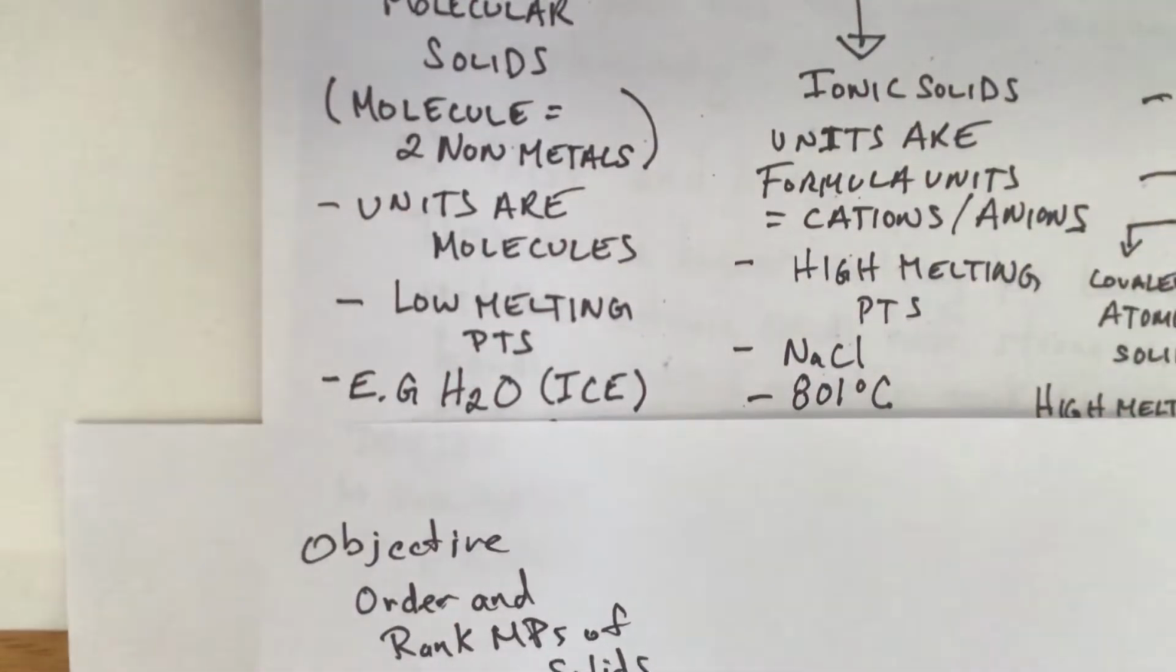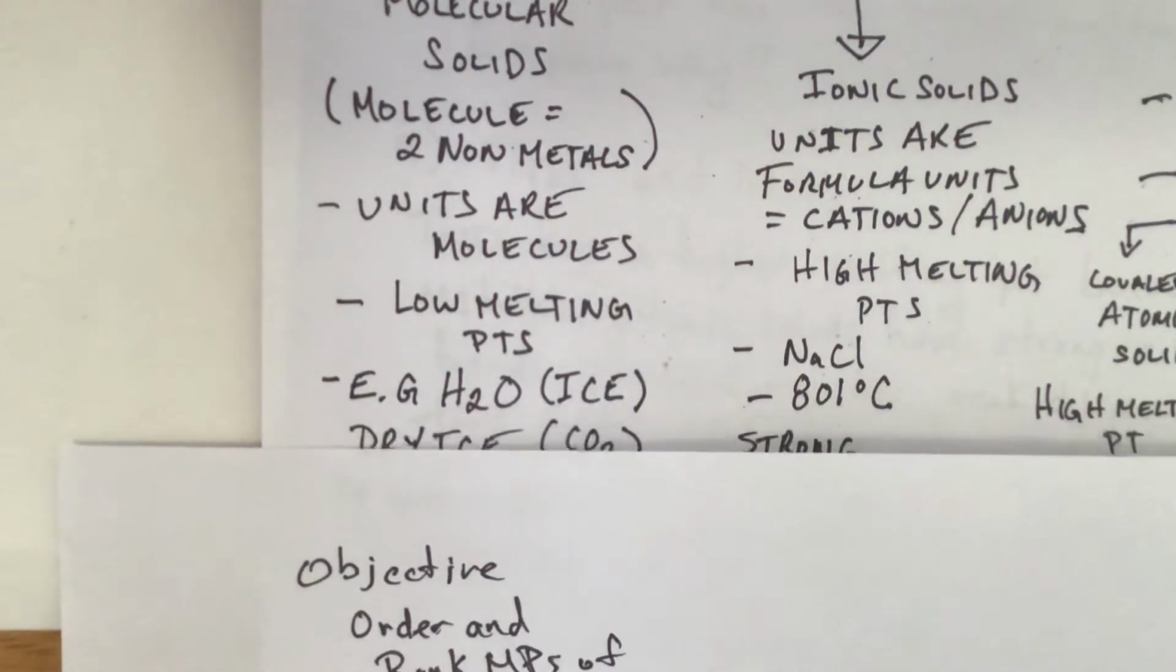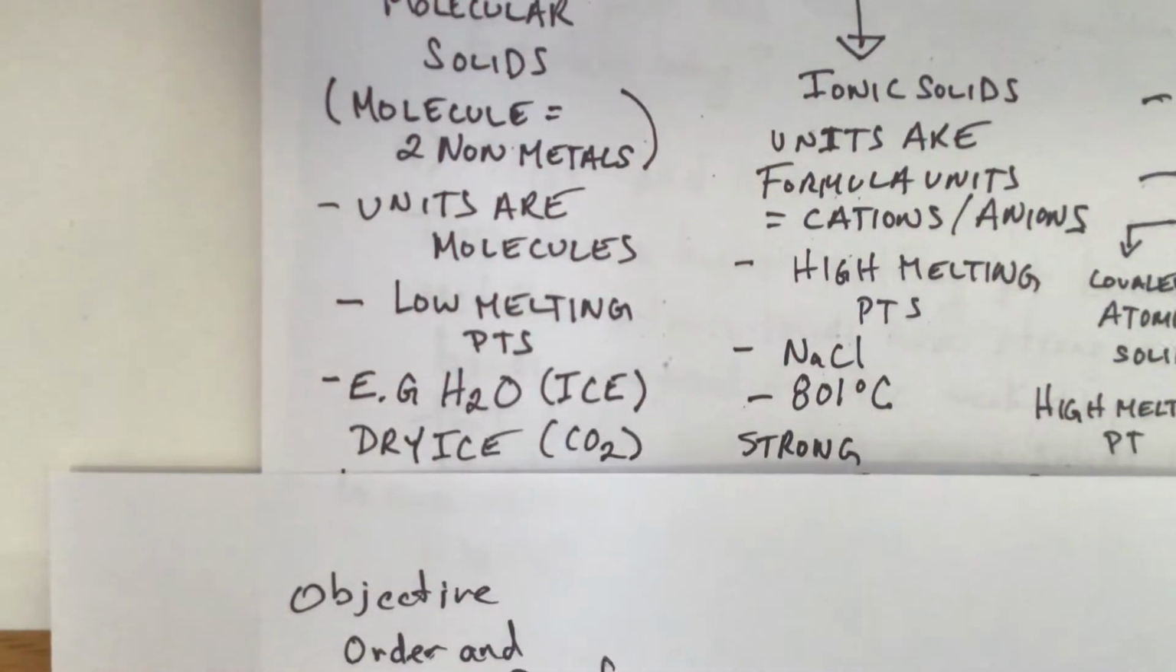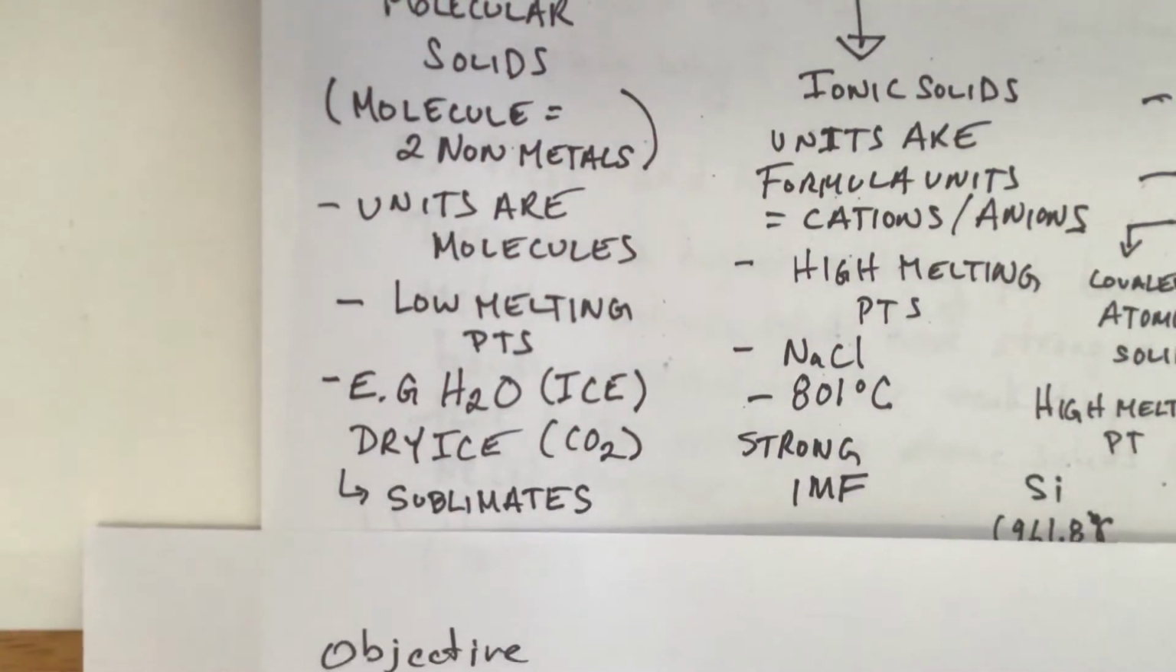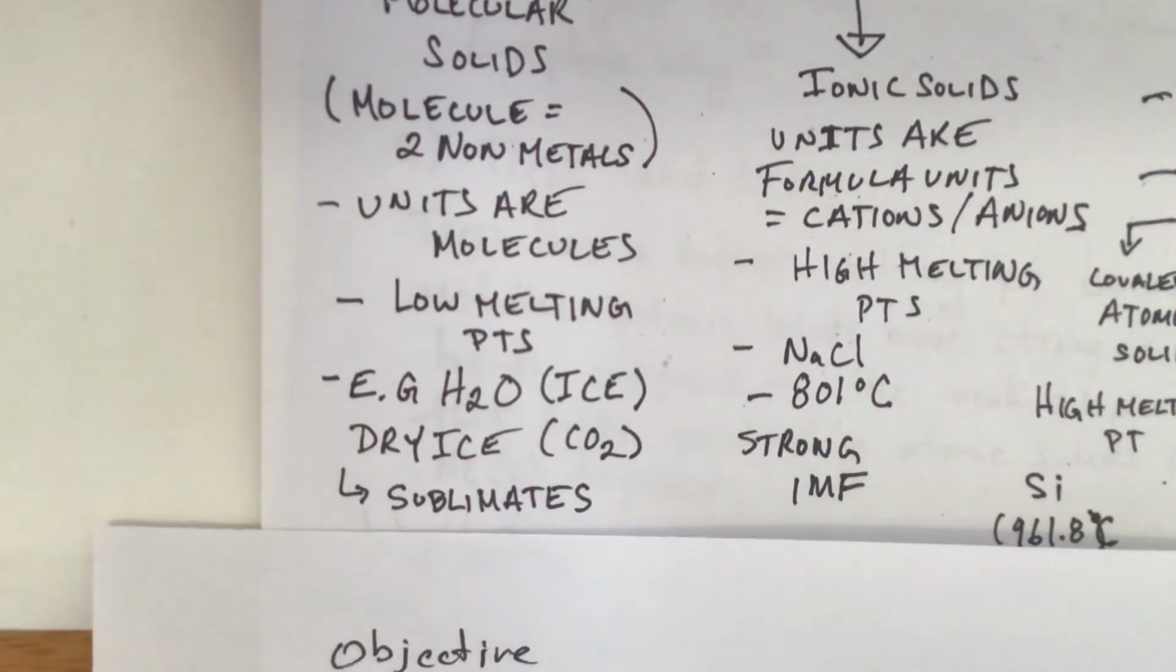The melting and freezing point of ice is, of course, 0 degrees Celsius. Dry ice, which is carbon dioxide in a solid form, to be fair, doesn't really melt. Carbon dioxide doesn't really go from a solid to a liquid and then to a gas. It's a solid at very, very low temperatures.